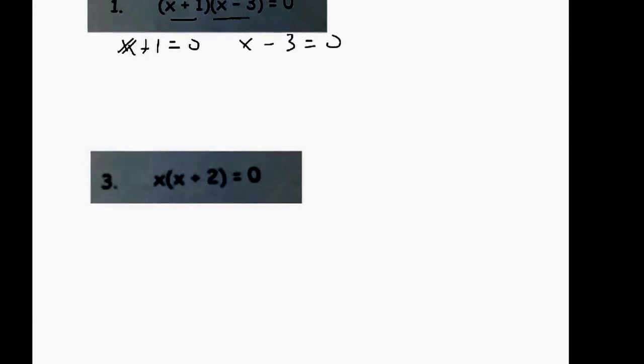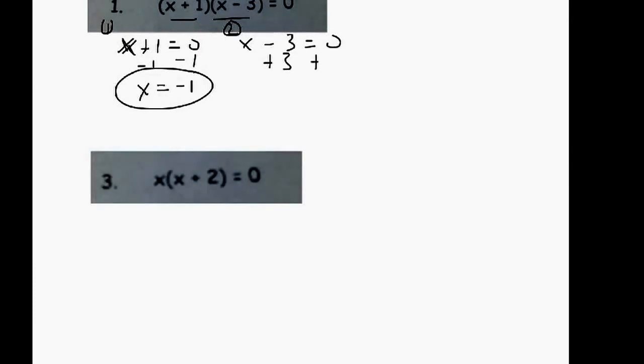And so this, once you get it set up, is basically like 2 problems. Problem 1 and problem 2. Get rid of a plus 1 by doing minus 1 to both sides. Negative 1 is an answer. Switch to this one. Plus 3 to both sides. And 3 is an answer. So this one has 2 answers, negative 1 and 3. So it's a quadratic that hits at both negative 1 and 3 on there.